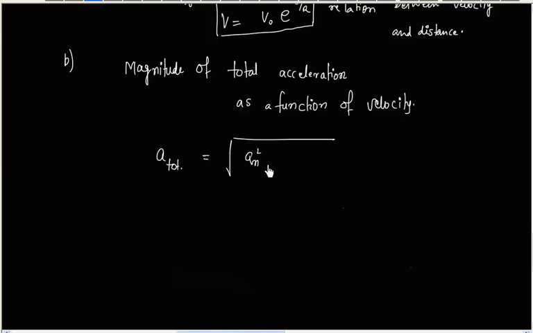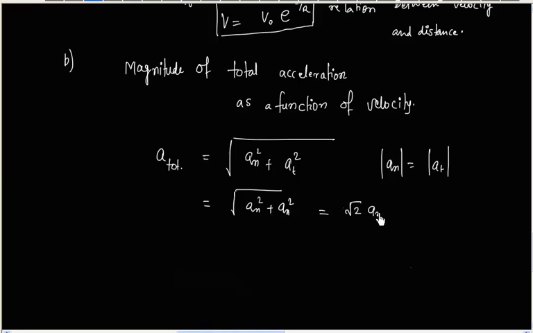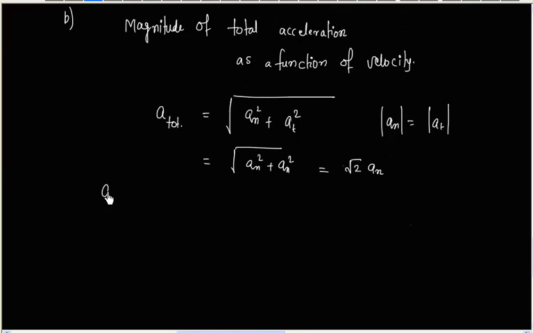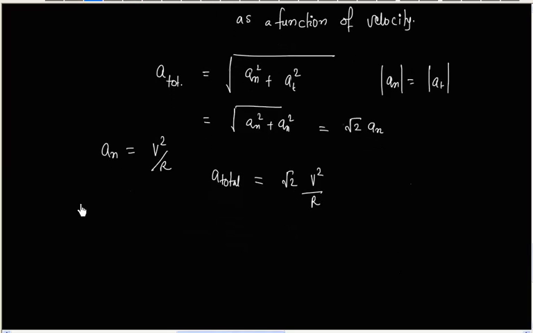So total acceleration is a square root of a square of normal acceleration plus a square of tangential acceleration. And we know normal acceleration is equal to tangential acceleration. So total acceleration is root 2 times normal acceleration. And normal acceleration is v square by r. So total acceleration is root 2 times v square by r. So this is the relationship between total acceleration and velocity.